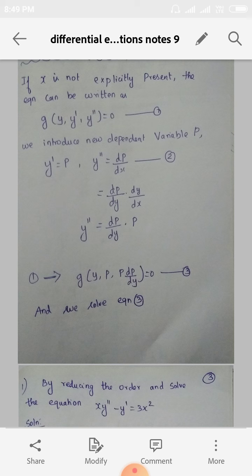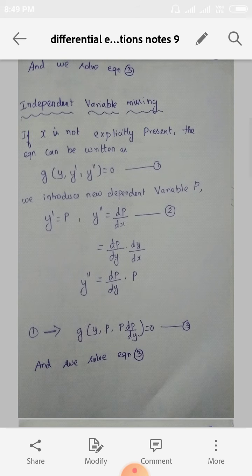Listen carefully. In this condition, x is not explicitly present, so the equation can be written as g of y comma y dash comma y2 dash is equal to 0. We introduce one new variable p, so y dash is equal to p. And y2 dash is what we get by differentiating p with respect to x, that is dp by dx. But x is not present, so we write dp by dy into dy by dx. So y2 dash can be written as dp by dy into p.